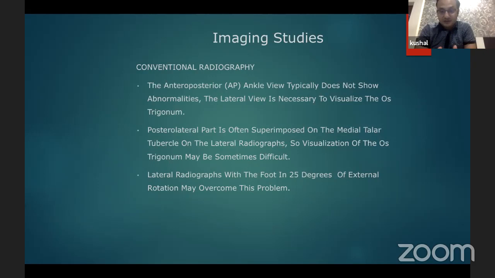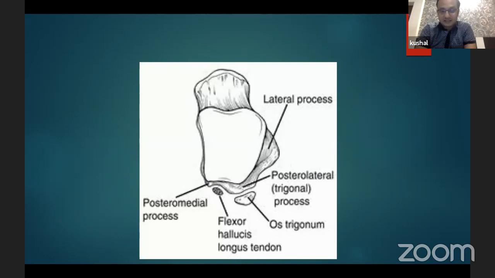Because if you look at the axial cut at the level of the ankle joint, this is how it looks. So the axis of the talus is not 90 degrees to the lateral view, right? So if you can externally rotate a bit, you can have a true lateral profile of the posterolateral process and the os trigonum.